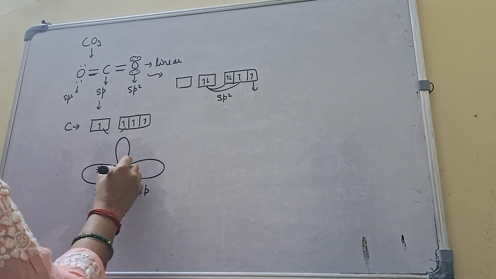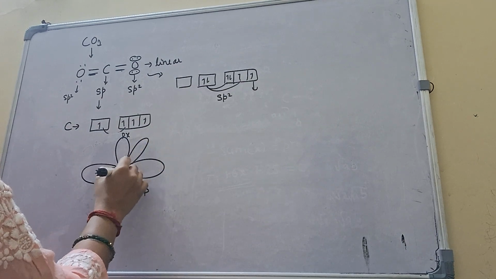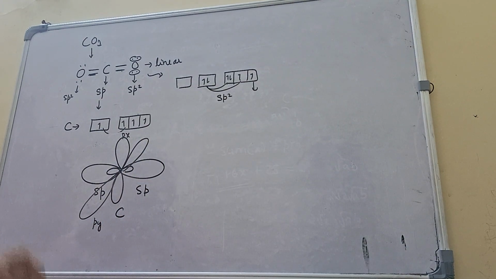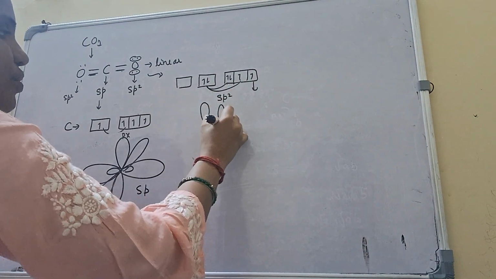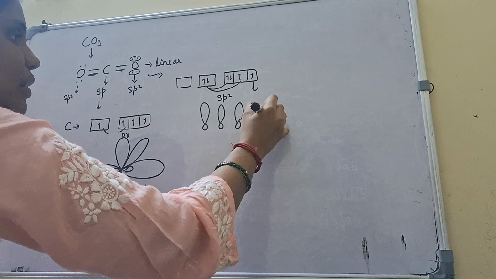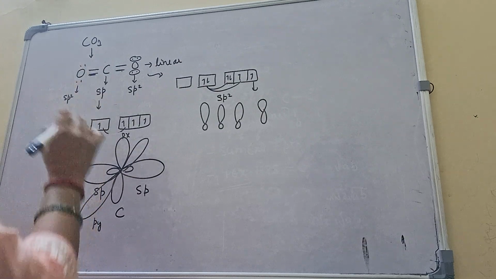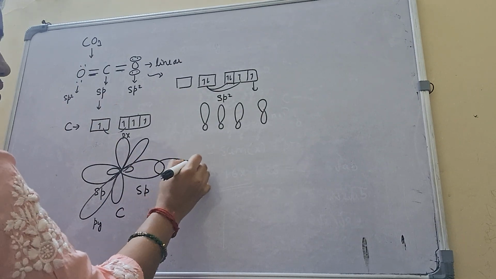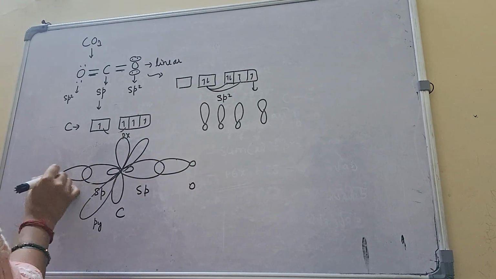Okay, so one is your Px and this is your Py, of the carbon. Now oxygen will have 3 sp2 hybridized orbitals, and 1 unhybridized. Out of the 3, 1 will form a bond with carbon. So it will be like this hybridized, this is oxygen. Here also it will form a bond like this.